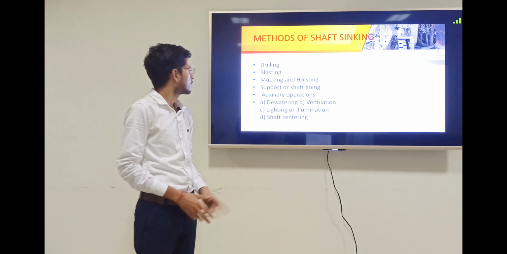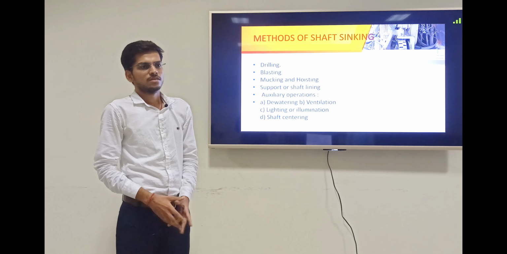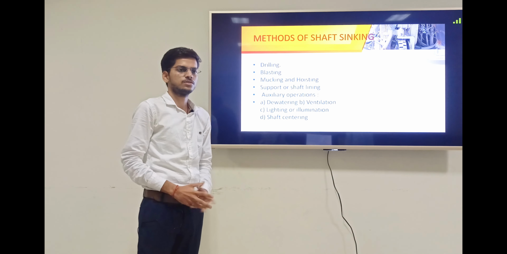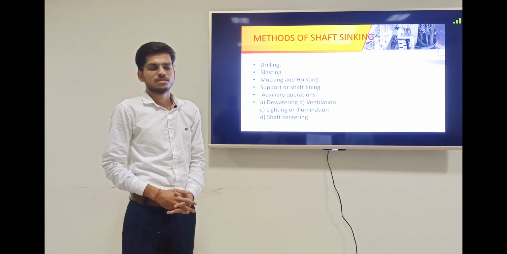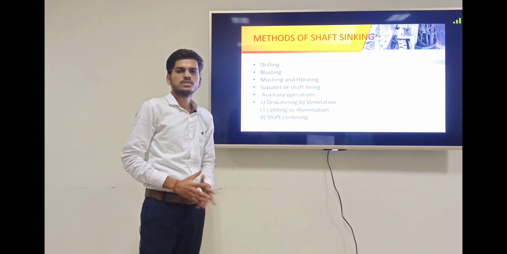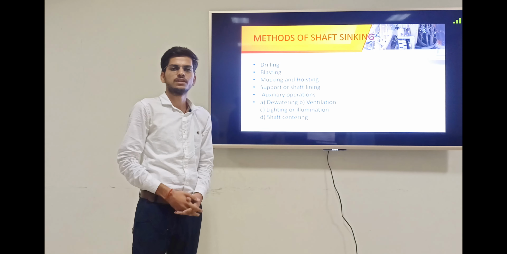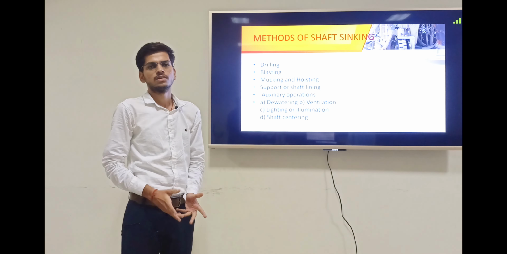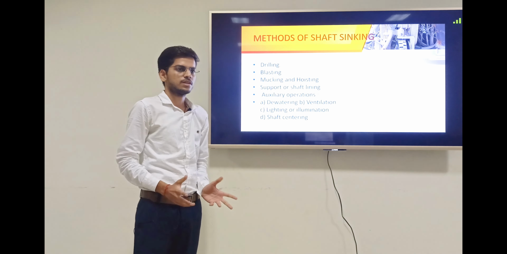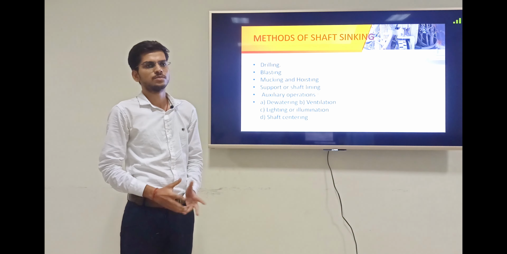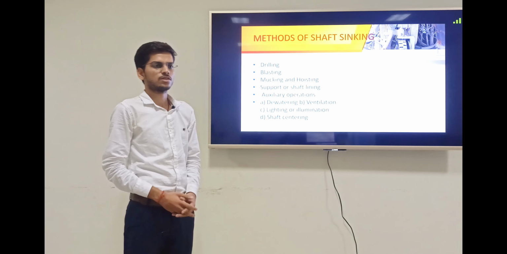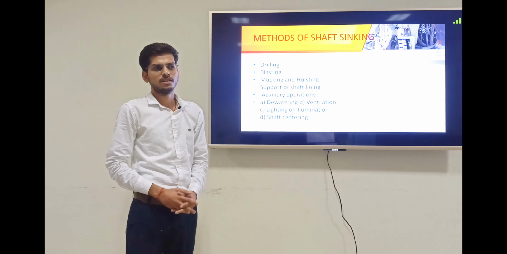Now, mucking or hoisting. It is the operation of loading broken rocks by hand or machine, usually in shafts or tunnels. Now, support or shaft lining. Support or shaft lining is of two types: temporary support and permanent shaft lining. Temporary support: in very few situations temporary support is required, whereas in others it becomes essential to protect the crew and equipment from any side fall.